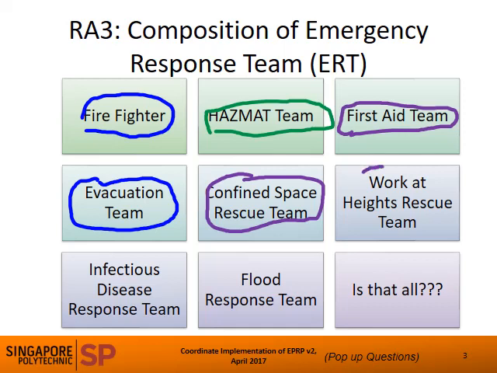Okay, work at height rescue team, also in the construction industry, you can never run away as well. Why? Because a lot of people are working at height and they are required to wear safety harness. If they wear a safety harness, there's a risk that they'll fall and get themselves suspended at height. And what happens is that you need to rescue them.